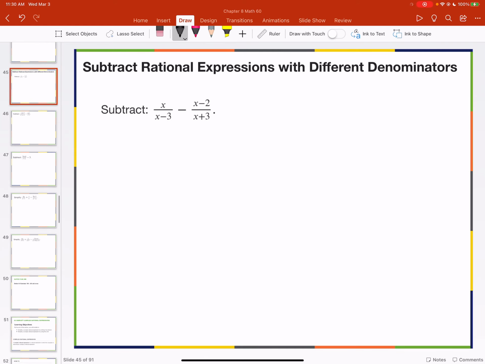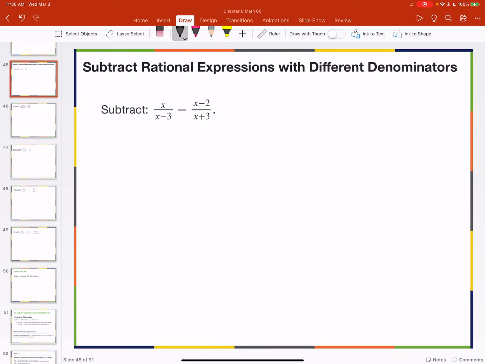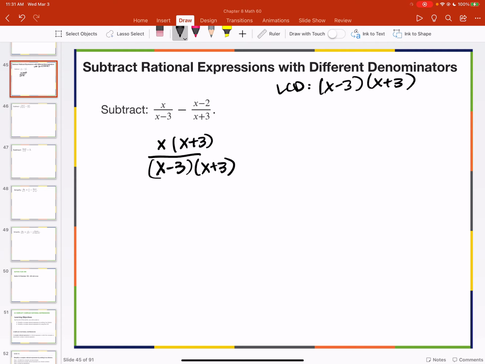Okay, so let's try here. x over x minus 3 minus x minus 2 over x plus 3. So subtracting is the same as adding. Your LCD in this case is going to be x minus 3, x plus 3. On the first, you have x minus 3, x plus 3, times x plus 3, because that's what's missing. And then minus x minus 2 over x plus 3, where we're going to multiply top and bottom by x minus 3 here.